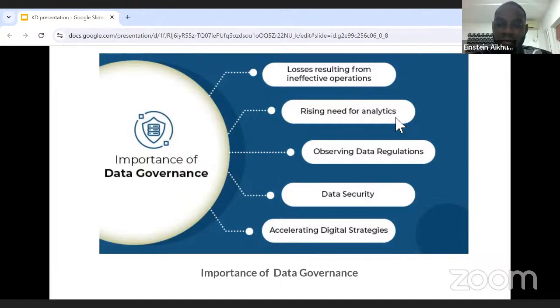The next one is data security. We all know what data security is: protecting data. The personal data we give out to organizations, for example Facebook, they have every right to protect our data from external parties.